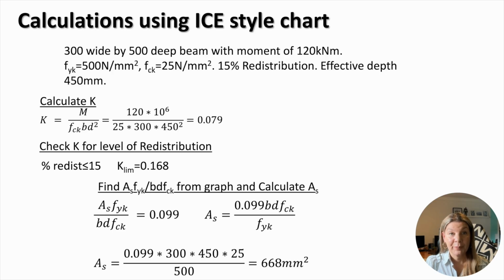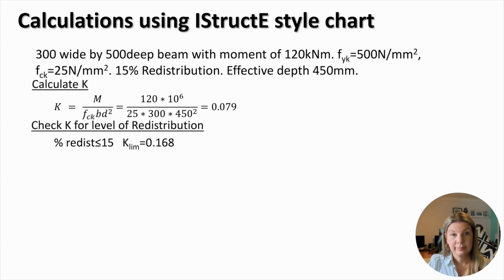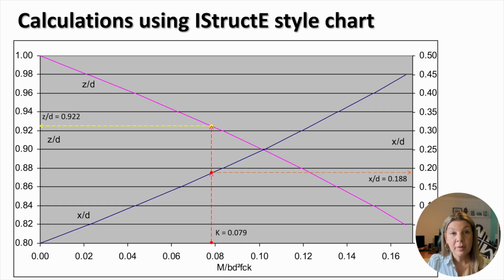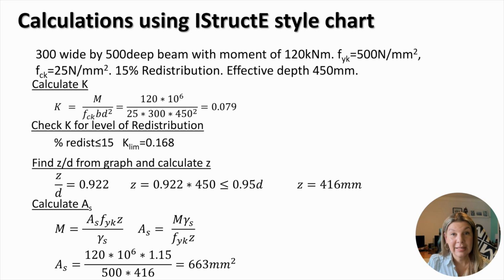668 millimeters square. The application of the IStructE design manual also starts with calculating the parameter K. Now we need to find the Z to D ratio from the chart for K equals 0.079. From the chart, we can see here that the Z to D ratio equals 0.922. Now that we have that, we see that it's smaller than the limit value of 0.95D, and therefore the lever arm Z equals 416 millimeters. Now that we have that, the steel area can be calculated from the expression for moment. After rearranging and substituting the values for relevant parameters, we find that the steel area is 663 millimeters square.